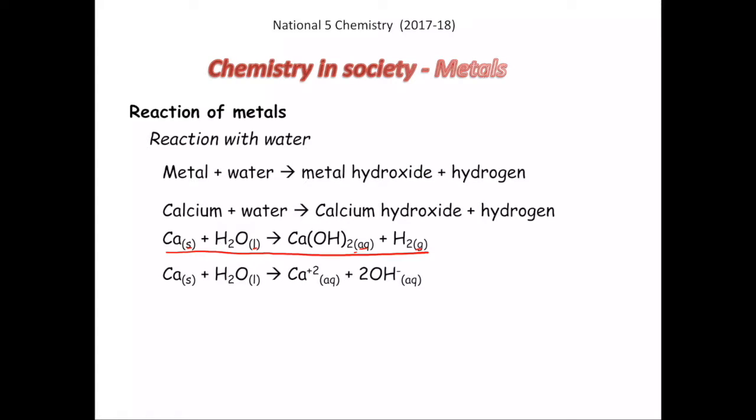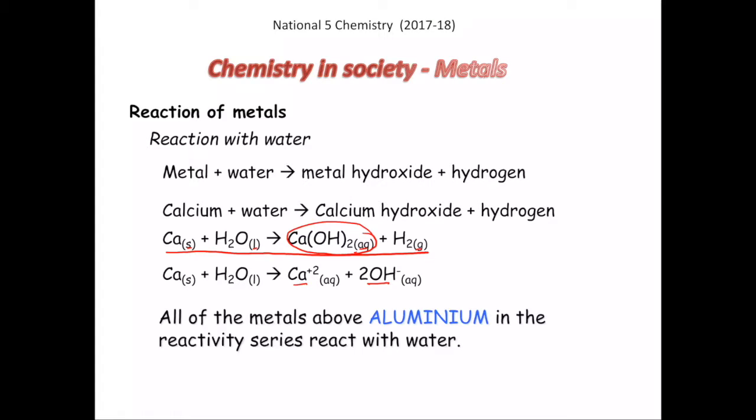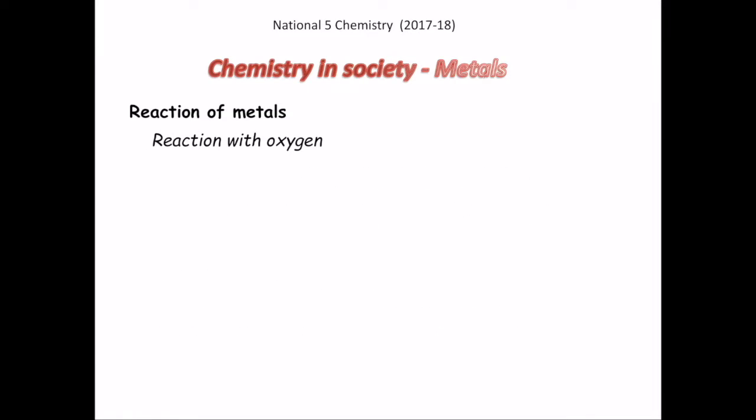Now look at the ionic equation. So calcium hydroxide in water can be easily dissociated into calcium ions and hydroxide ions. Now remember again that all the metals above aluminium in the reactivity series react with water to form metal hydroxide and hydrogen. Next is reaction with oxygen.